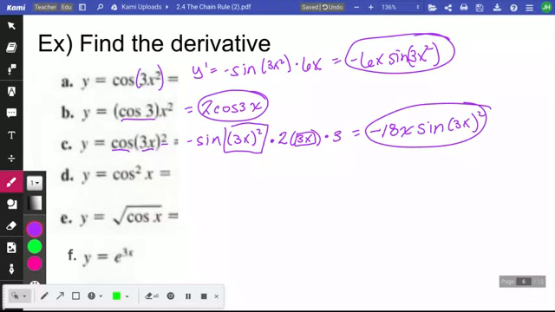Okay. You could have also just squared the 3x so that you would have had 9x squared, and you would still get negative 18x. So you can do that, but just keep in mind, chain of a chain of a chain, it's going to happen.